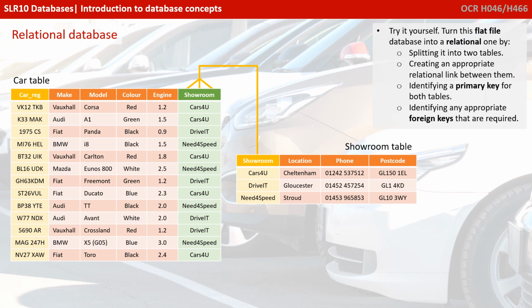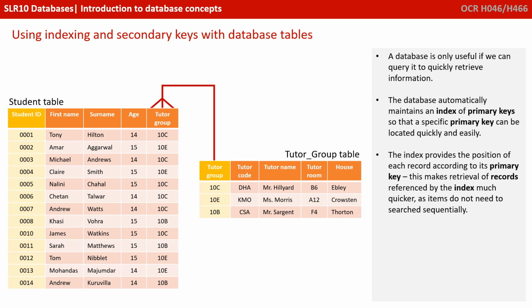Now, a database is only useful if we can query it quickly to retrieve information. The database automatically maintains an index of primary keys so that a specific primary key can be located quickly and easily. The index provides the position of each record according to its primary key, and this makes the retrieval of records that are referenced by the index much, much quicker, as items do not need to be searched sequentially.